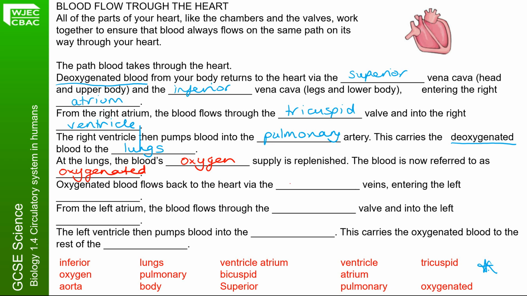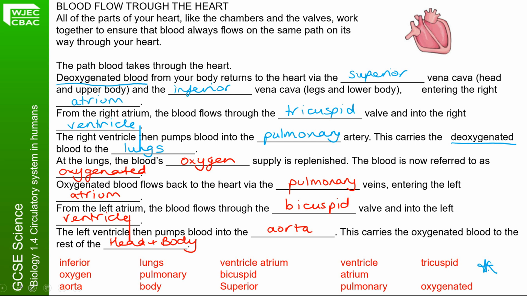Oxygenated blood flows back to the heart via the pulmonary veins, entering the left atrium. From the left atrium, the blood flows through a bicuspid valve into the left ventricle. And the left ventricle then pumps blood into that big main artery called the aorta, and this is going to carry the oxygenated blood to the rest of the head and the body to deliver that oxygen to where it's required for respiration and to pick up the carbon dioxide.